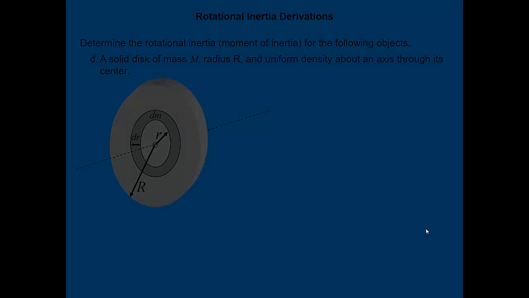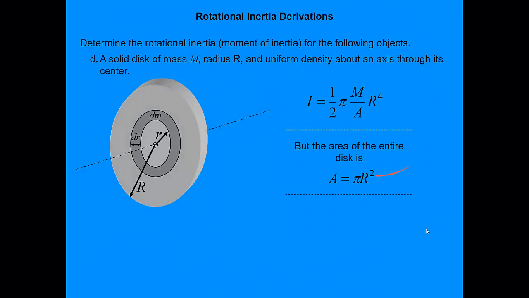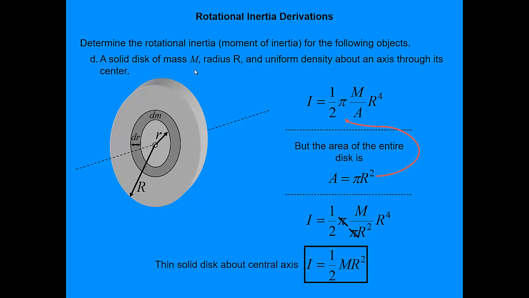If you have to skip it, they'd probably tell you, or you would just know that the rotational inertia of a thin rod about a central axis is 1/2 mr squared. Woohoo, that one was a big one.